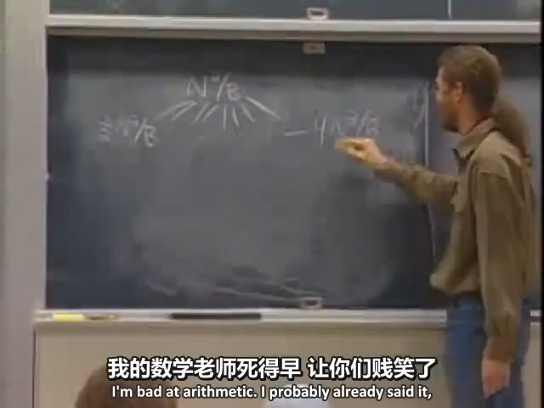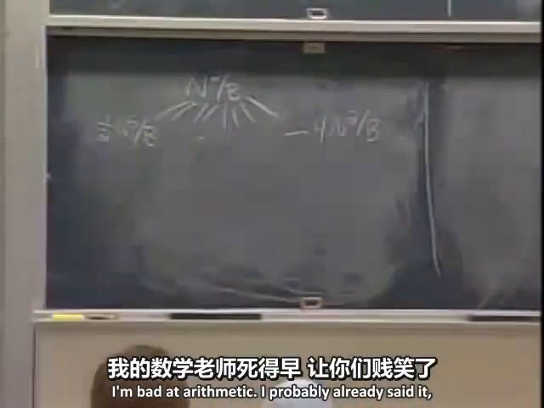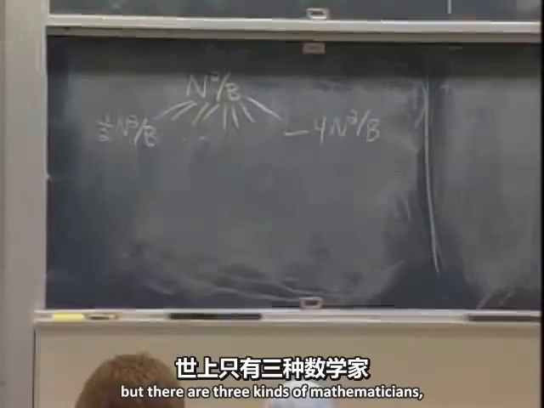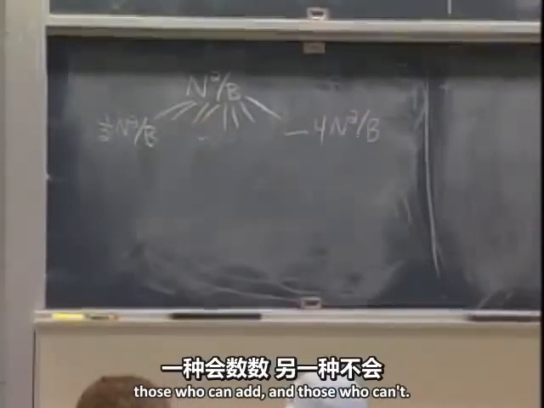See, I'm bad at arithmetic. I probably already said it, but there are 3 kinds of mathematicians. Those who can add, those who can't.